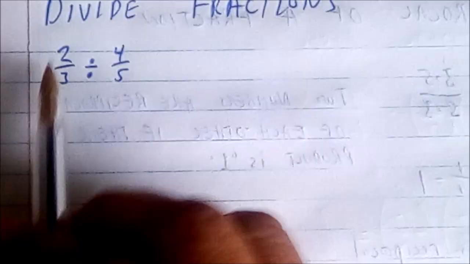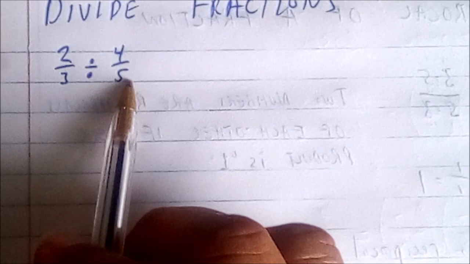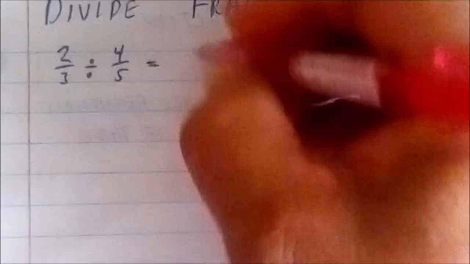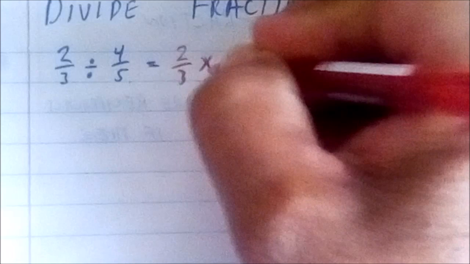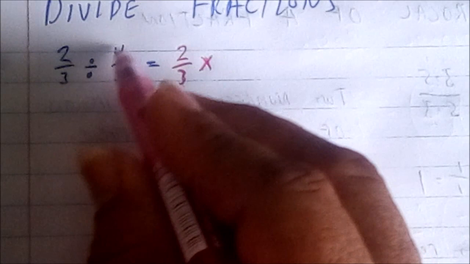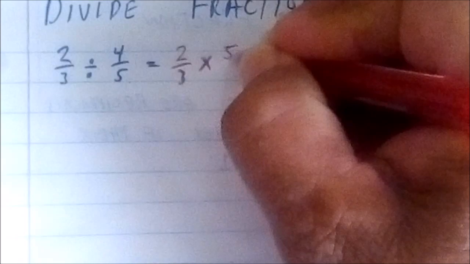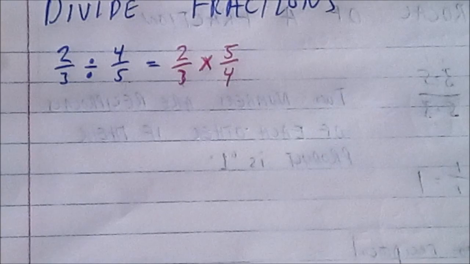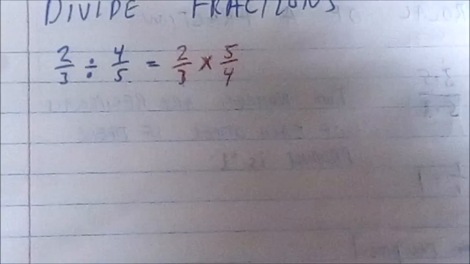To divide two fractions, you multiply the first fraction, so you put 2/3, multiplied by the reciprocal of the second fraction. So this one here, you keep the first fraction and multiply it by the reciprocal of the second fraction. Now we all know what the reciprocal of a fraction is. So the reciprocal of 4/5 will be 5/4. All right, and then we multiply the values just as we did before.